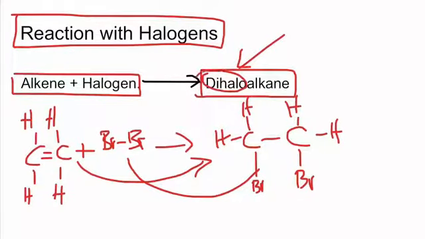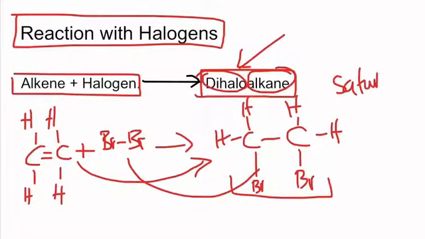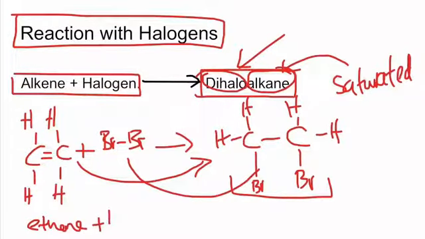Dihalo meaning we've got 2 halogens, we can see the 2 bromine at the bottom, and alkane because if we didn't have these bromine it would have been a saturated hydrocarbon, i.e. we know that that's an alkane. And so because we reacted here ethene with bromine, the compound that we formed was dibromoethane.